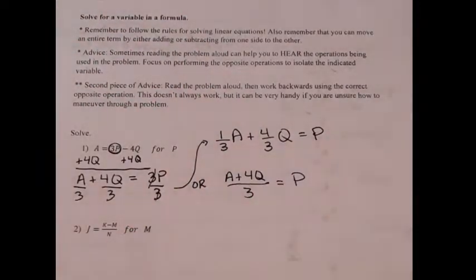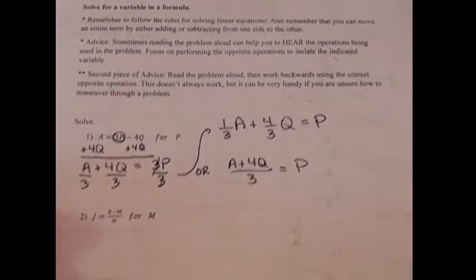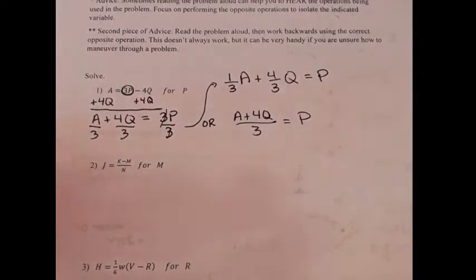Okay, let's try it again. Let's take a look at number 2. So for number 2, we have j equals k minus m divided by n. Hopefully, as I read those operations aloud, you would say, oh, minus, so I definitely have to add, divide, so I definitely have to multiply.